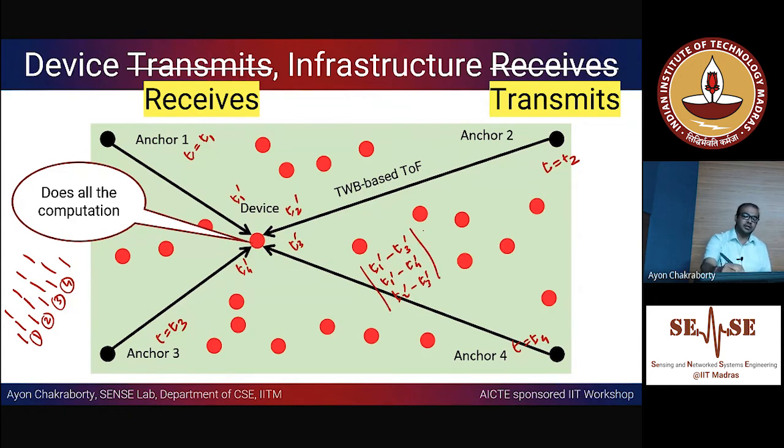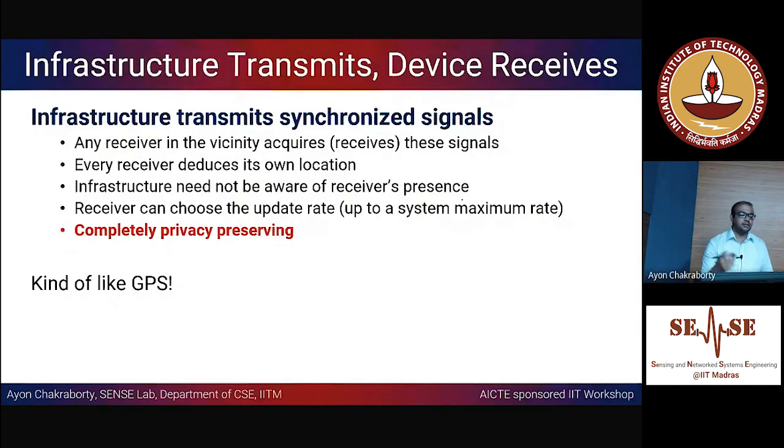It's not a range equation. It's basically an equation for time difference of arrival. Just solve for this, and on the device you are done. So that is a way in which you can massively scale up this system. Even if you have 10,000 nodes, it doesn't matter. It's very much like your GPS. And as I told you, it is completely privacy preserving. The infrastructure side has no idea about the presence or absence of the device.